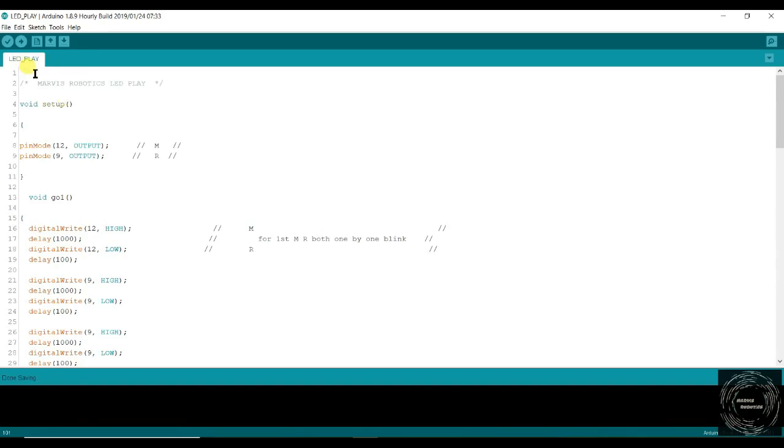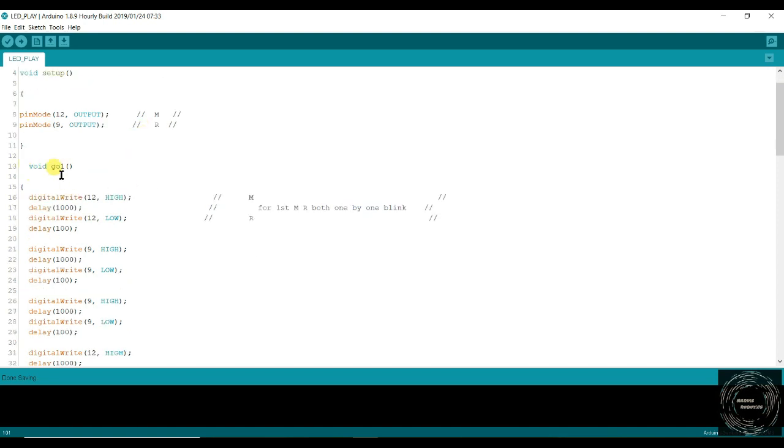This is the Arduino code of LED play. Pin mode 12 is M and pin mode 9 is R. The first function is void go1: M and R both blink one by one.